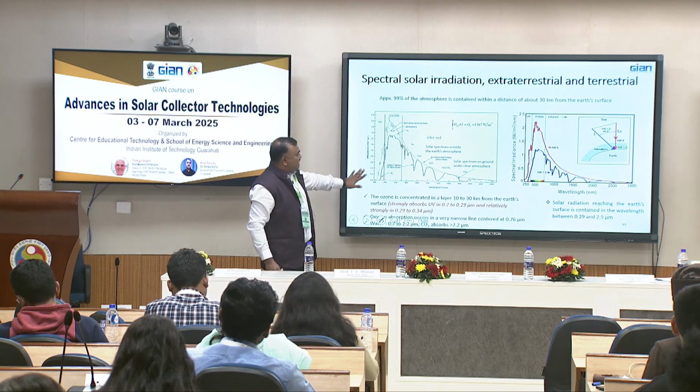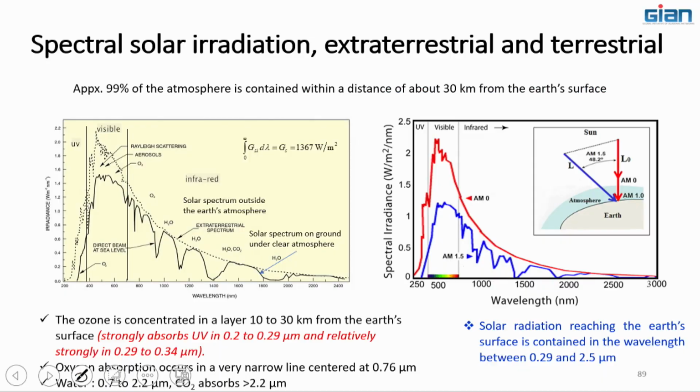So you will get this kind of spectrum. So here the dotted line is the extraterrestrial radiation. So extraterrestrial radiation will be something like this.